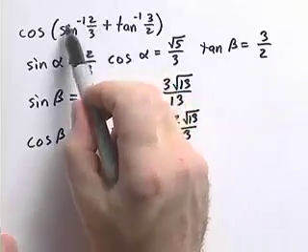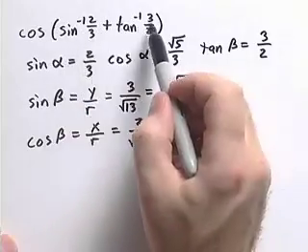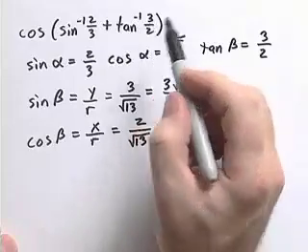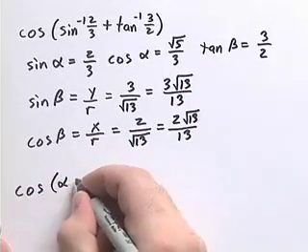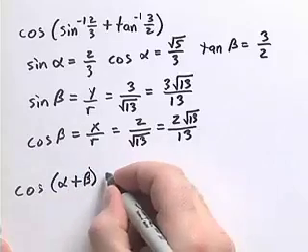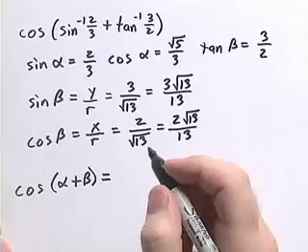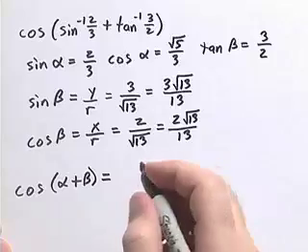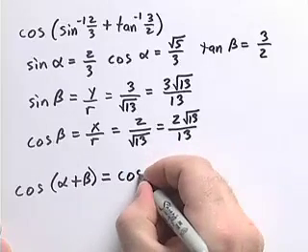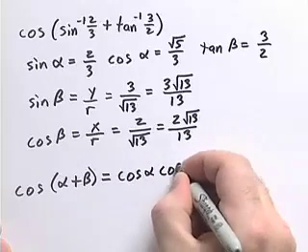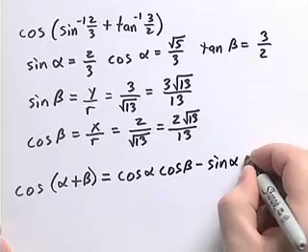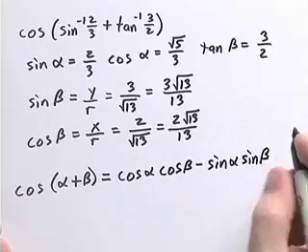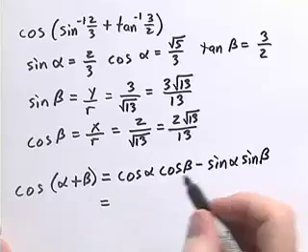And remember that we defined the sine inverse of 2/3 to be alpha, tangent inverse of 3/2 was beta. So what we're really looking for is the cosine of alpha plus beta. We're going to use the sum rule for cosine to rewrite this as cosine alpha cosine beta minus sine alpha sine beta. Then we're going to plug in our known quantities.